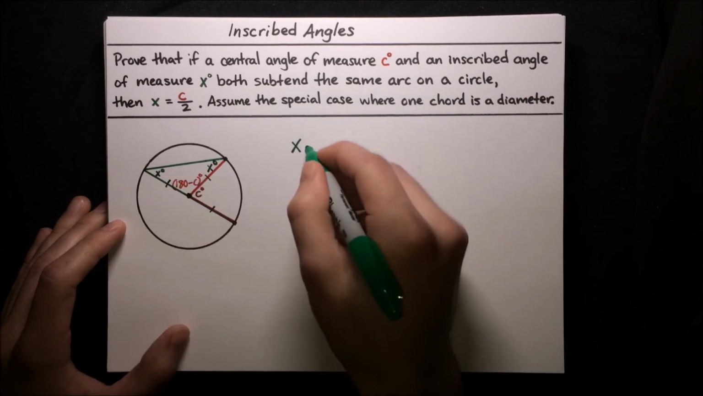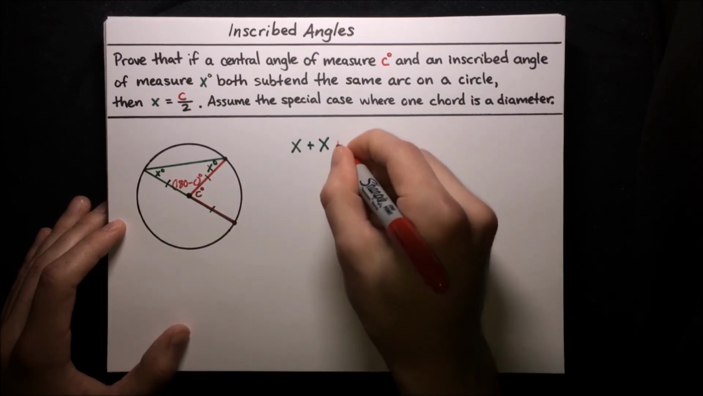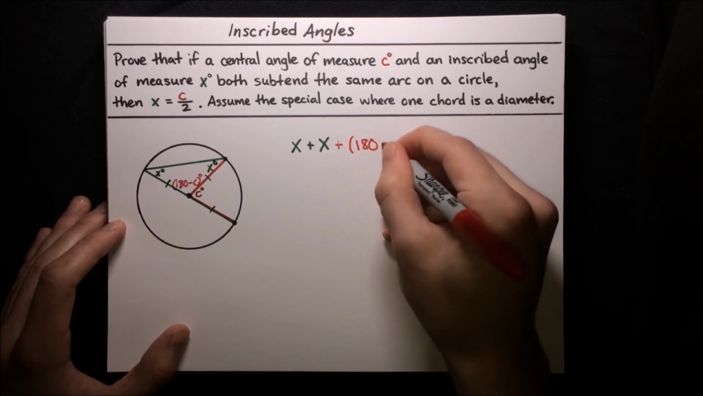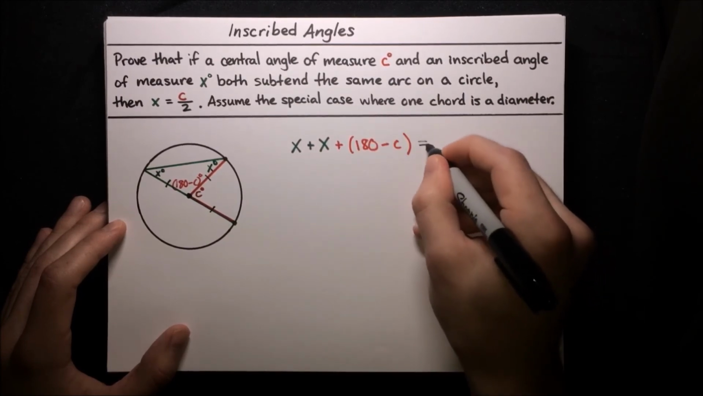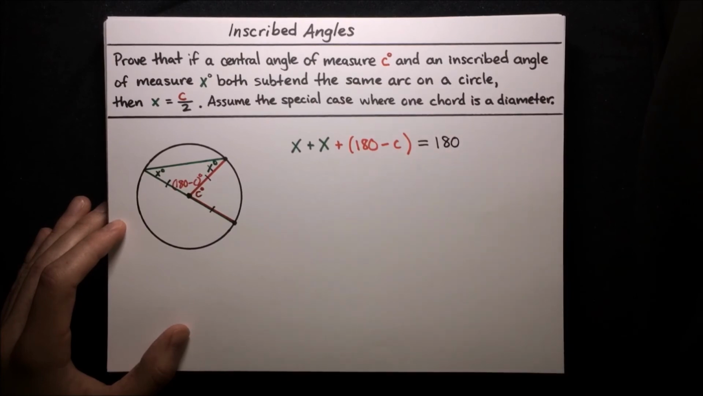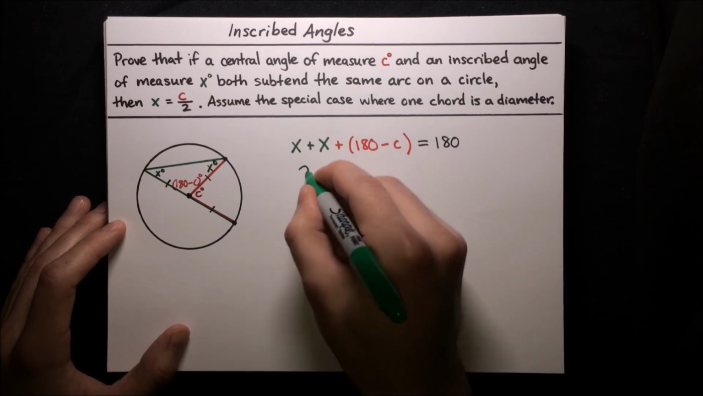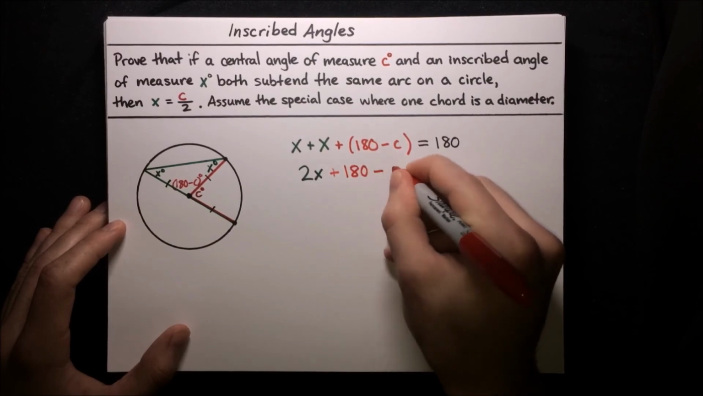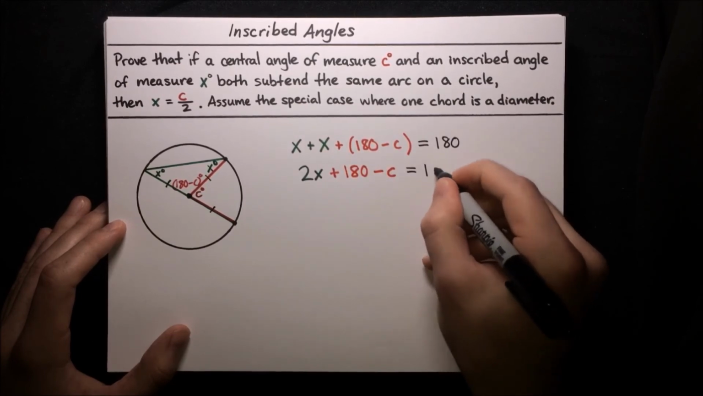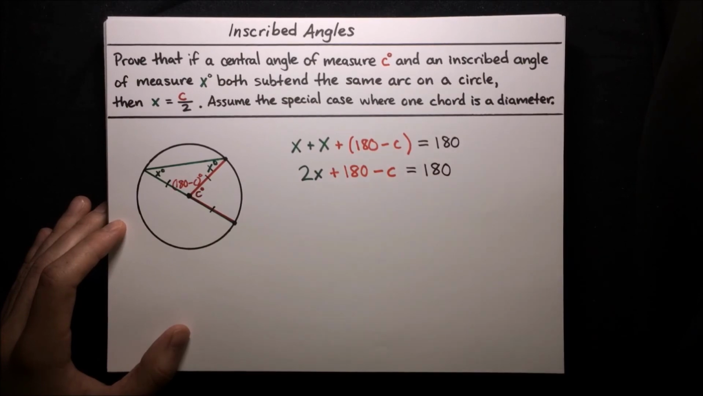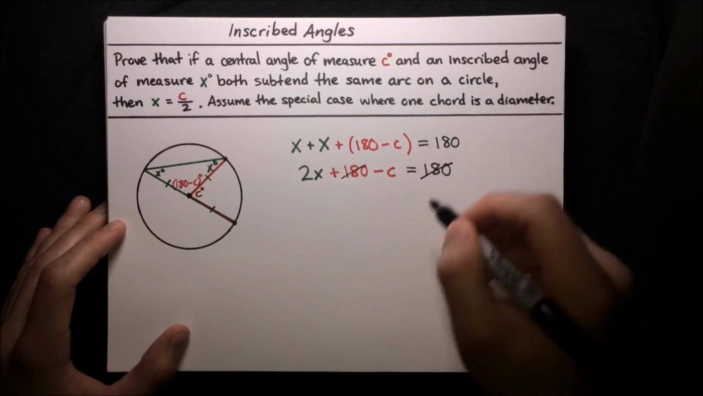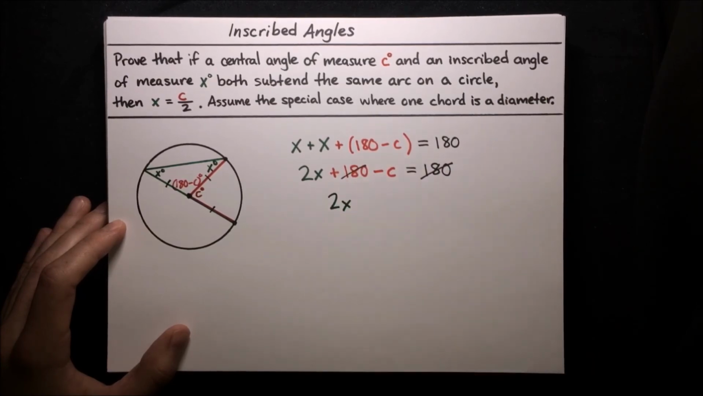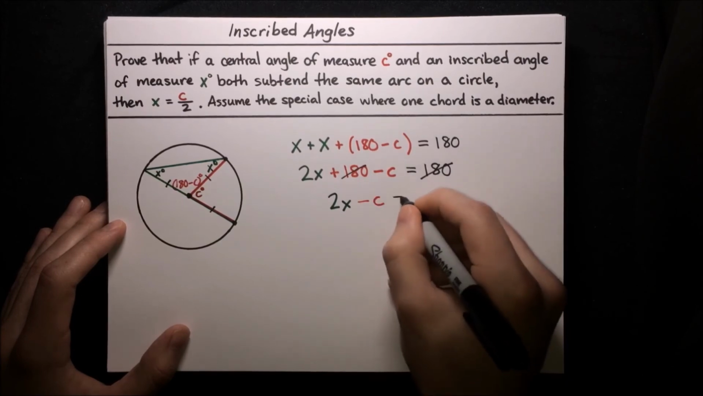So x plus x plus the third angle, 180 minus c, is equal to 180. Let's go ahead and solve for x in this equation. First of all, we'll just simplify. So group up this x plus x into 2x. And then we have just plus 180 and minus c. And that's equal to 180. Now we've got 180 on both sides, so we can subtract 180 from both sides and cancel both of these out. And we just have then 2x minus c equals 0.